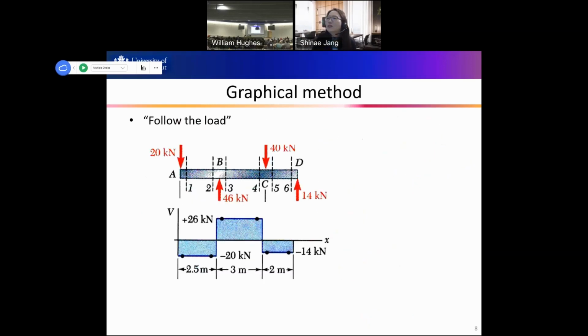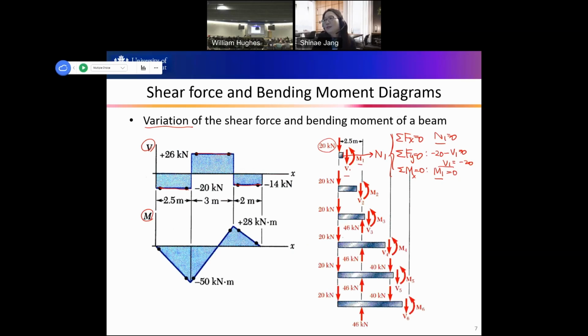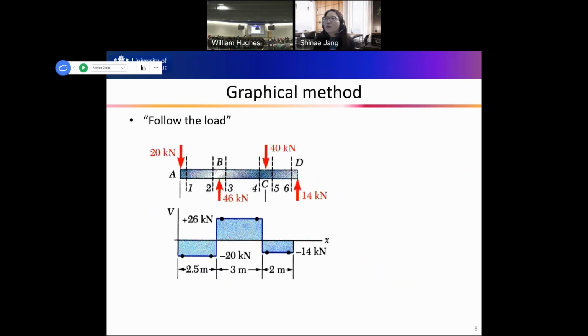So you see here, if we use the method of cut, it's a lot of work. We need to cut and then solve the equations many times. So the recommended method is the so-called graphical method, especially for a beam with only point loads. Then we can use the so-called follow the load method. So what is this method? We can start from 0 on the shear force diagram and then follow the load direction and magnitude and then plot the shear force diagram.